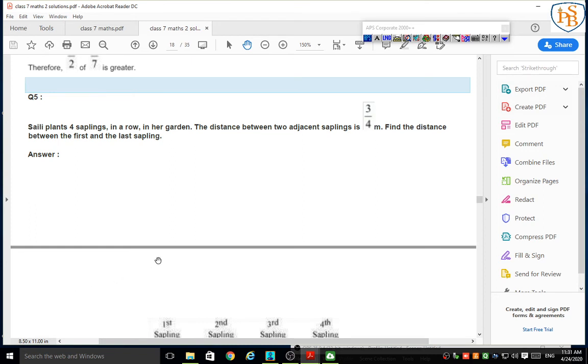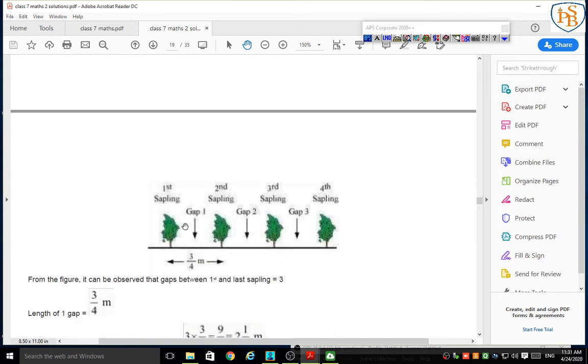Okay, there are 4 saplings. Look at here. At the starting point there is the first sapling, and at the last point there is the fourth sapling, and in the middle are the other 2. So there are 3 gaps between 4 saplings. This is the first gap, second gap and third gap, and each gap has a length of 3 upon 4 meter.